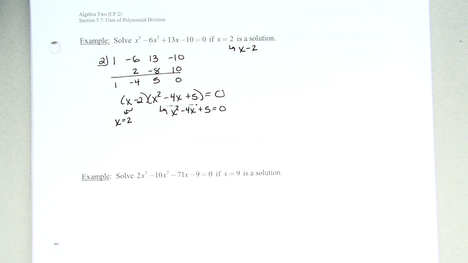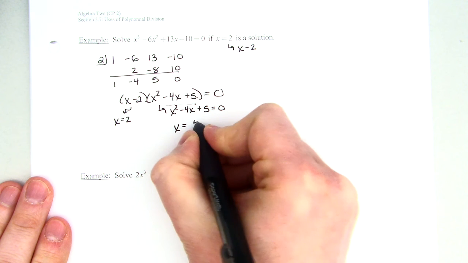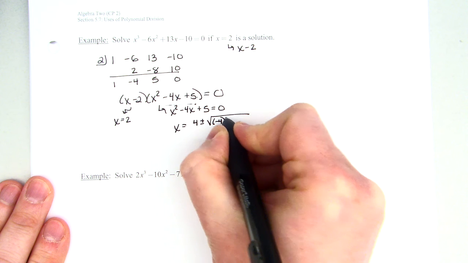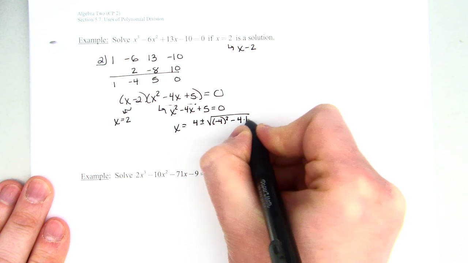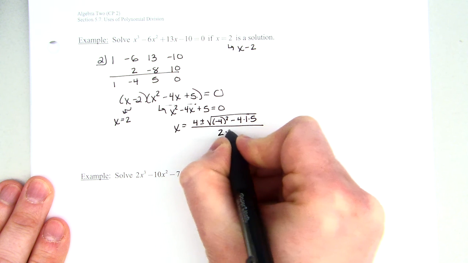I hope you said quadratic formula. Yeah, we can use the quadratic formula to get our other two solutions. x is going to equal negative b, 4, plus or minus the square root of b squared, negative 4 squared, minus 4 times 1 times 5, all over 2 times 1.